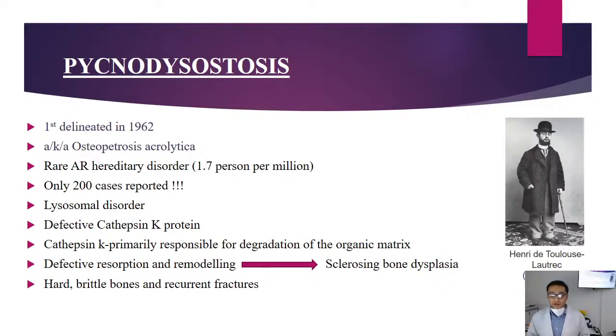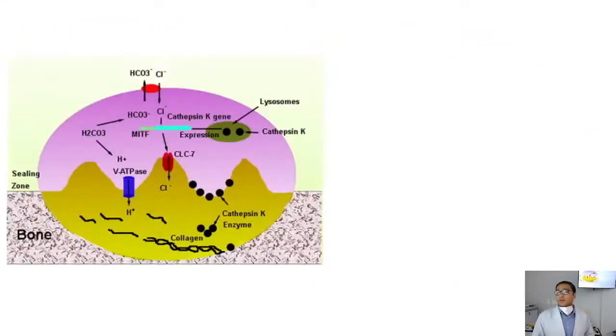It is basically a lysosomal disorder with a defective cathepsin K protein. Cathepsin K is primarily responsible for degradation of the organic matrix, and defective cathepsin K leads to defective resorption and remodeling of the bone, leading to a sclerosing bone dysplasia, resulting in hard, brittle bones susceptible to recurrent fractures.